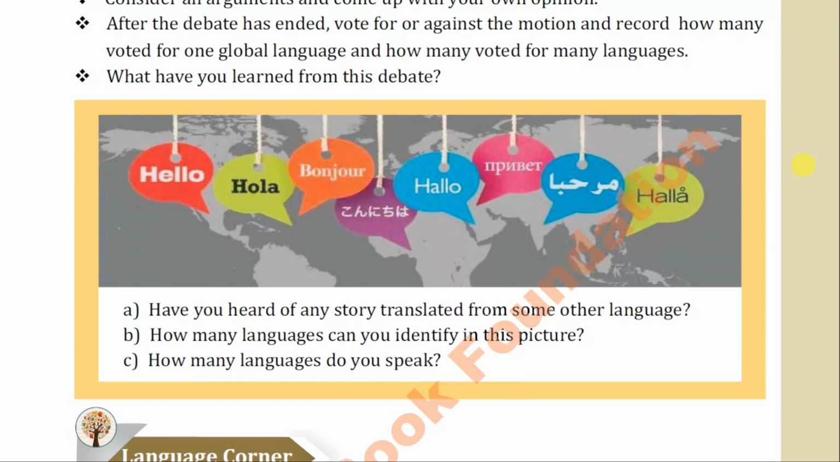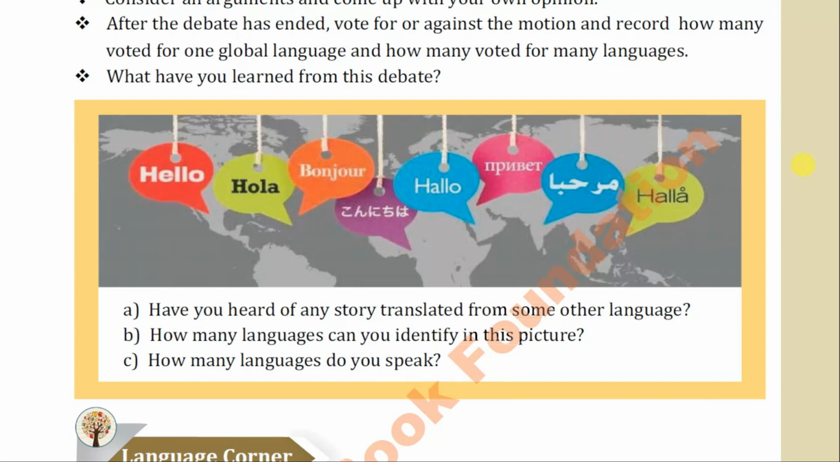Have you heard of any story translated from some other language? Yes, you might have heard the Chinese stories, you might have heard the Arabic stories, and the stories that were actually written in Persian. The stories of Sheikh Sadi you might have heard. These were actually written in Persian, and then these were translated into many other languages of the world. And the poem that we have read on the previous page was also actually in Chinese, but then it was translated into English. How many languages can you identify in this picture?